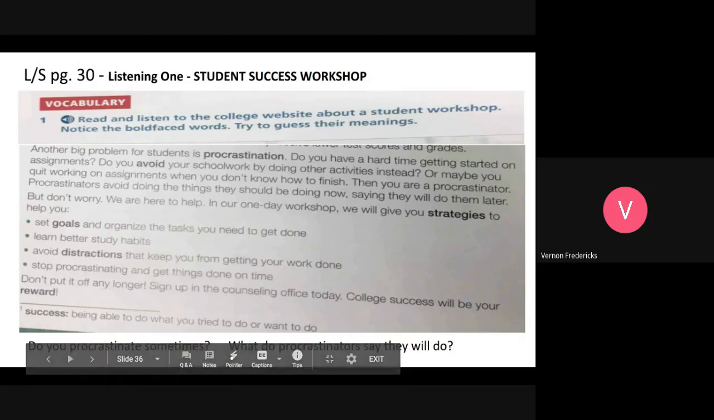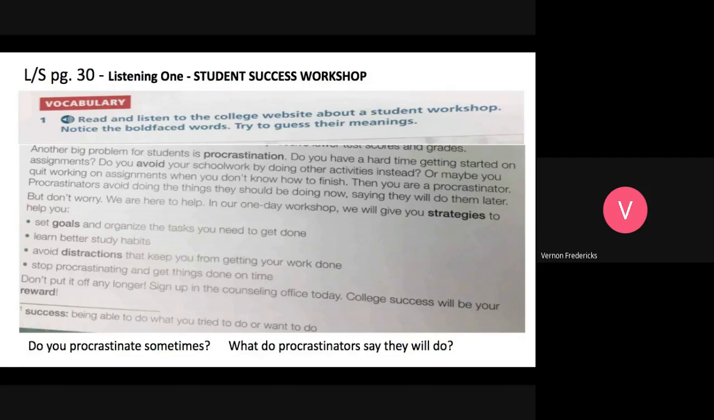Set goals. Number 2, learn better study habits. Number 3, avoid distractions. And number 4, stop procrastinating and get things done. Okay? Set goals. Learn better study habits. Avoid distractions and stop procrastinating.